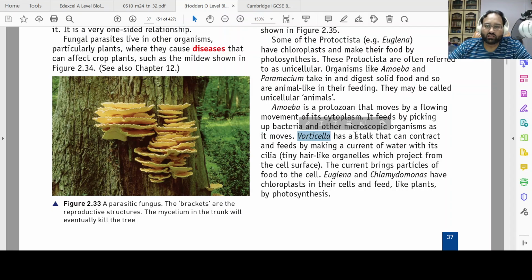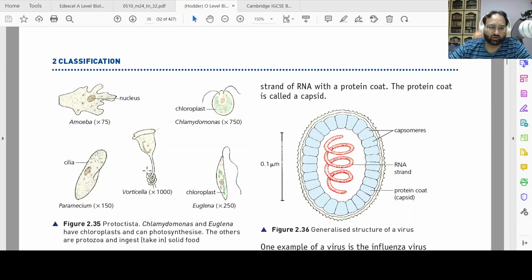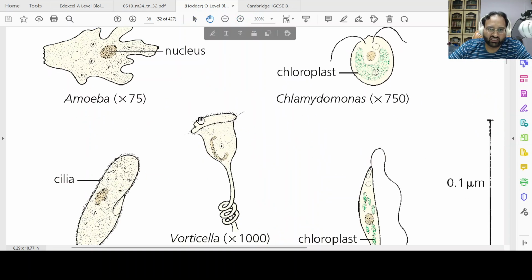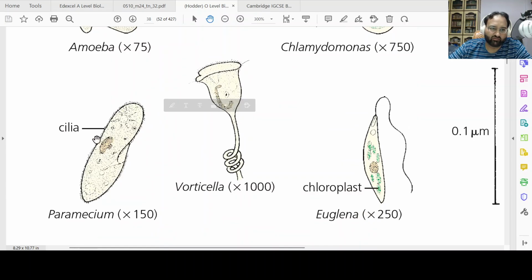Then you've got the vorticella. It has a stalk that can contract and feeds by making a current of water with its cilia. Those are tiny hair-like organelles which project from the cell surface. If you zoom in, you can kind of see the cilia. They've drawn something hairy. Also on the paramecium, they've labeled it cilia. These move, and because of their movement, the cell moves.